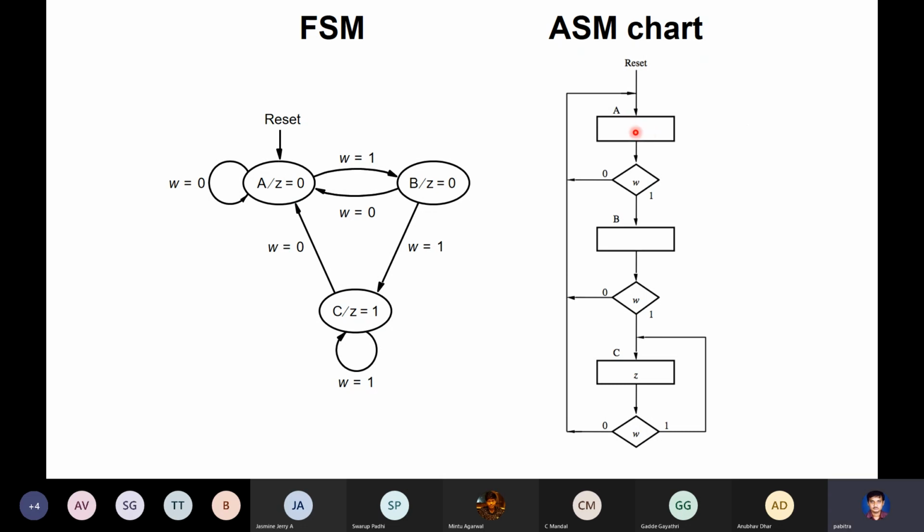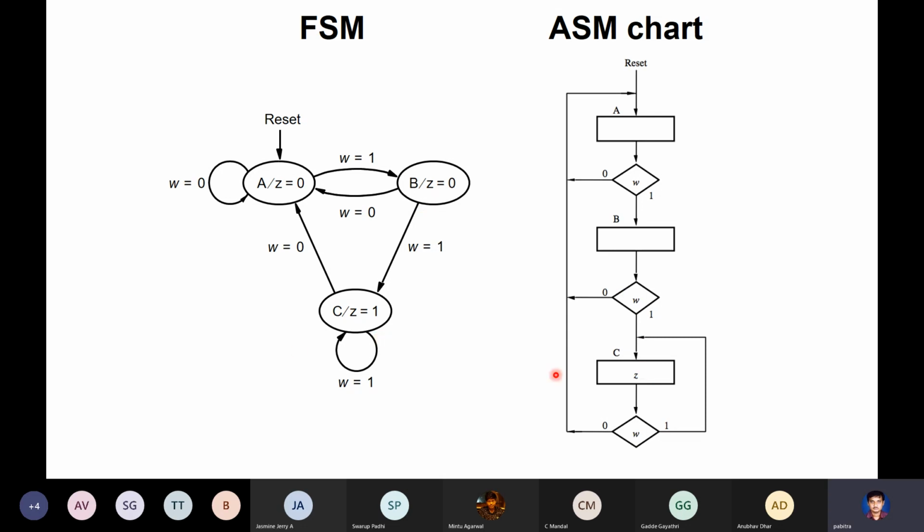Z equal to 0, so it's not listed here. The zero outputs will not be listed. Then I check the value of W. If W is 0, I loop back to A. If W is 1, I move to state B. B again outputs Z equal to 0, so nothing is listed here. Again, at the next clock edge, I check the value of W. If W is 0, it goes back to A. If W is 1, it moves to C.